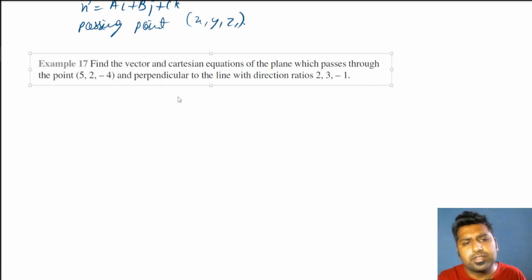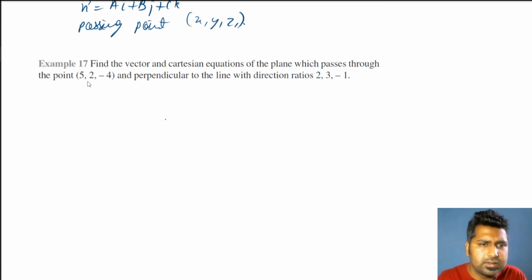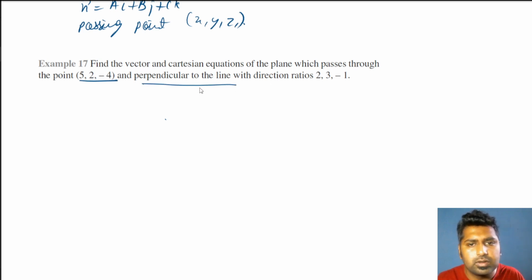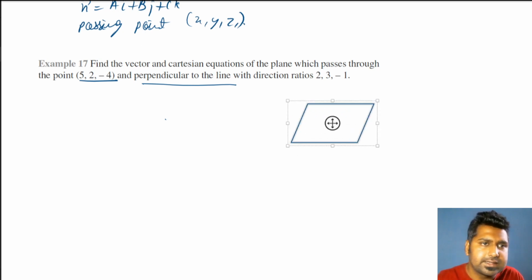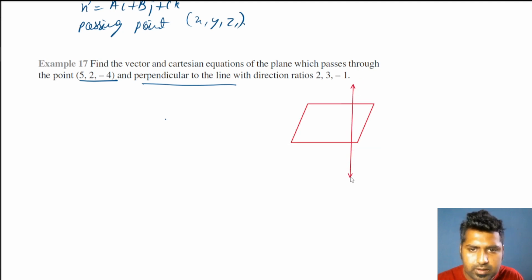Find the vector and Cartesian equations. For this, the passing point is given, perpendicular to a line. So we want the vector equation of the plane passing through this point and perpendicular to a line. So the plane and line are perpendicular. Let's say this is the plane and this is the line. They are perpendicular.